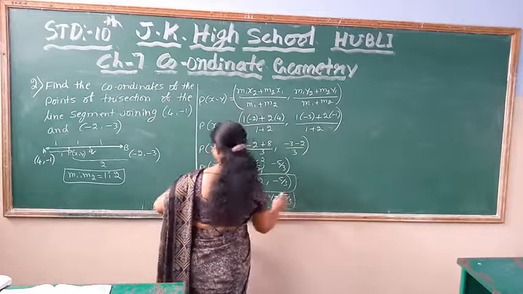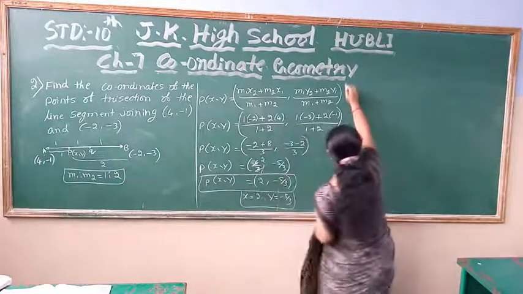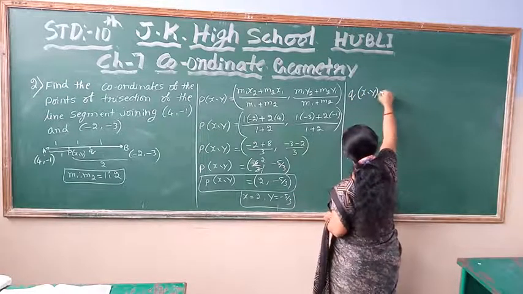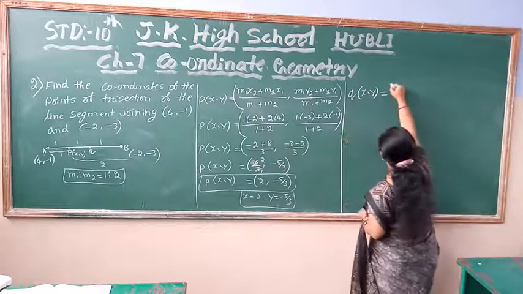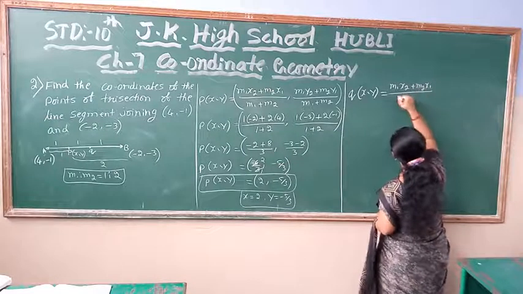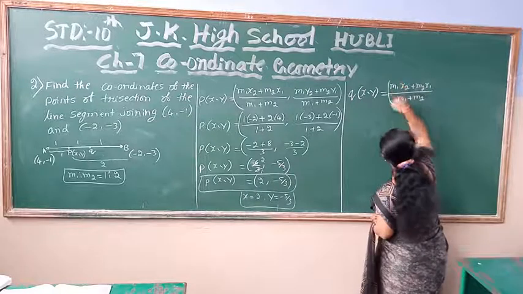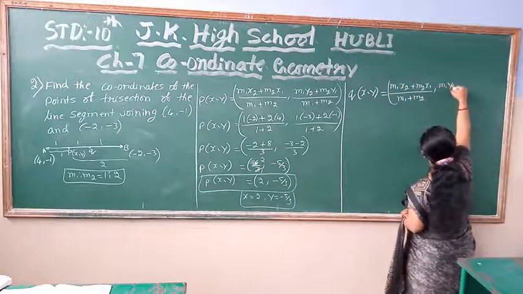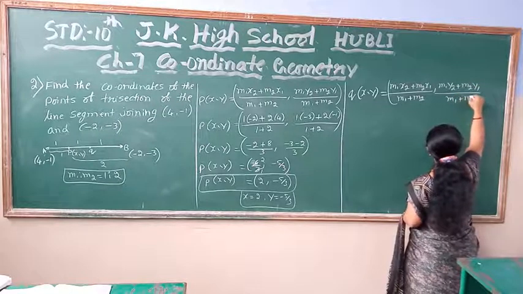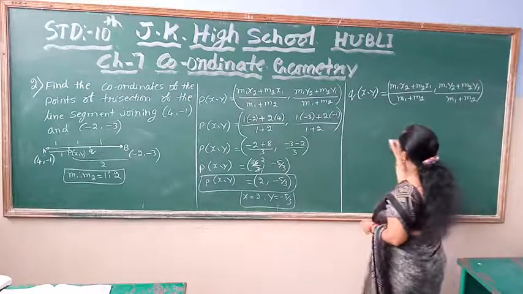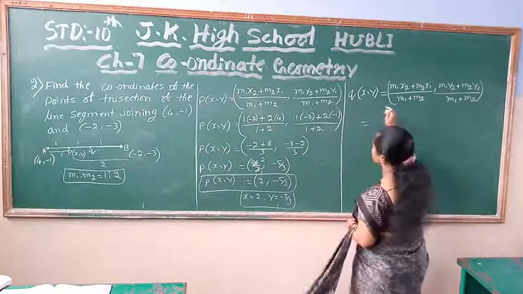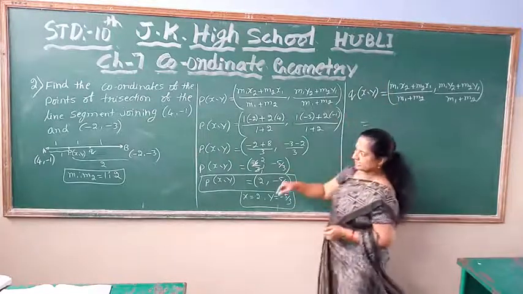And in the same way, I will find out the Q coordinates. Q coordinates is equal to the same formula: m1 x2 plus m2 x1 divided by m1 plus m2, and m1 y2 plus m2 y1 divided by m1 plus m2. Substitute the values now. Here m1 is to m2 changes, because for the Q coordinate it becomes like this.